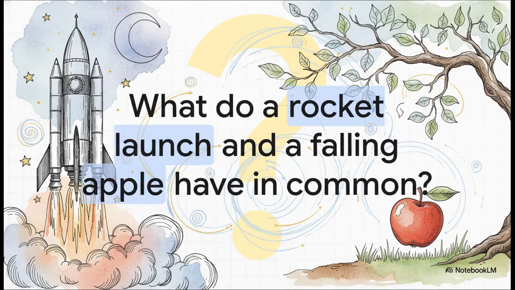So it really does sound like a riddle, doesn't it? On one hand, you have a rocket launch, this huge symbol of human ingenuity. And on the other, you have an apple. Just falling. What could they possibly share? The answer is everything. They are both playing by the exact same, surprisingly simple set of cosmic rules. And by the end of this, you're going to see exactly how.